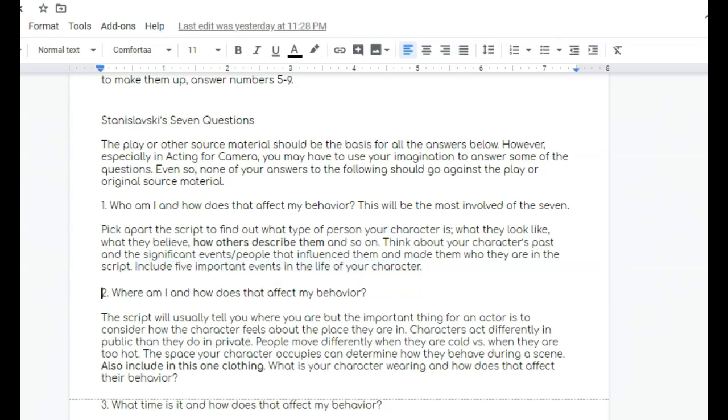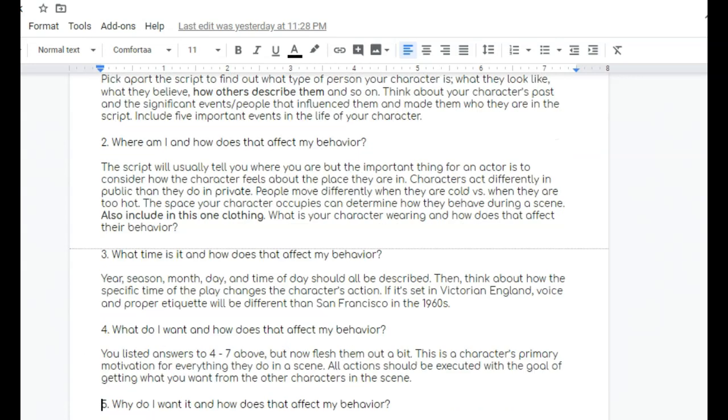Where are you? And how does that affect my behavior? Don't sell this one short just because you're in a kitchen. What about that location affects your behavior? The script will usually tell you where you are, but consider how your character feels in this place.